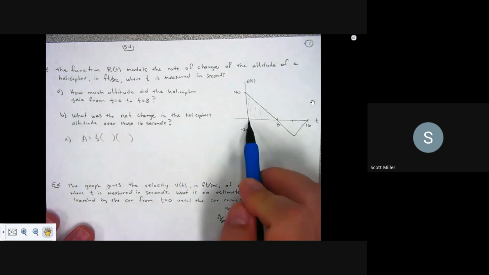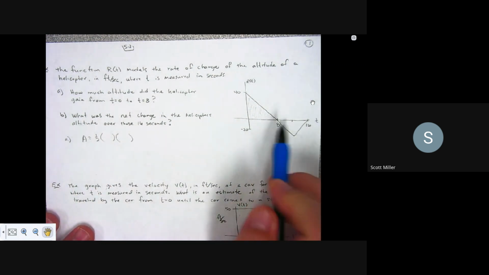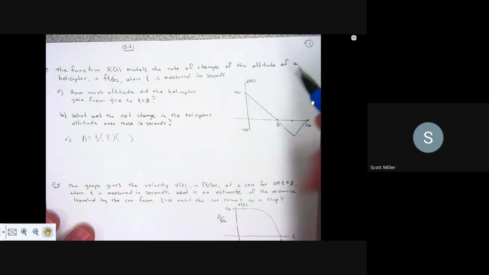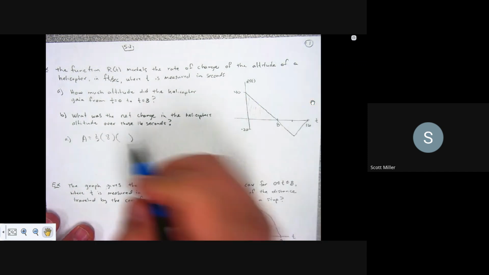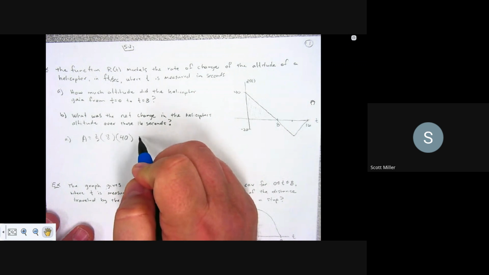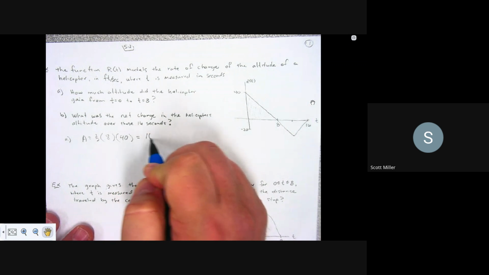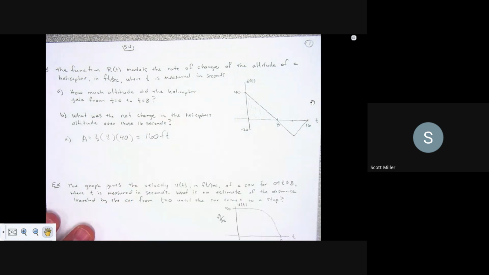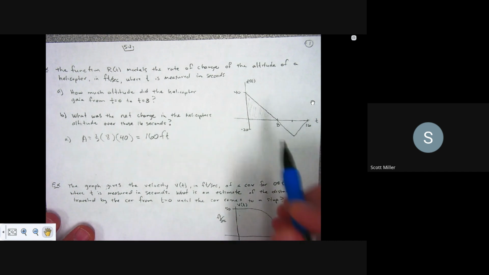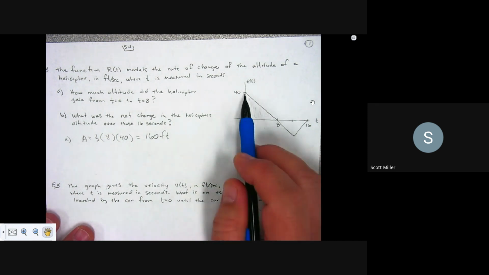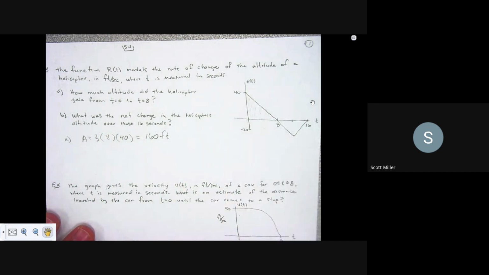The base is from 0 to 8, so that is 8. The height is from 0 to 40, so that is 40. And so we multiply this out, and we get 160 feet. So that is how much altitude the helicopter gained. It went from 0 to 160 feet.